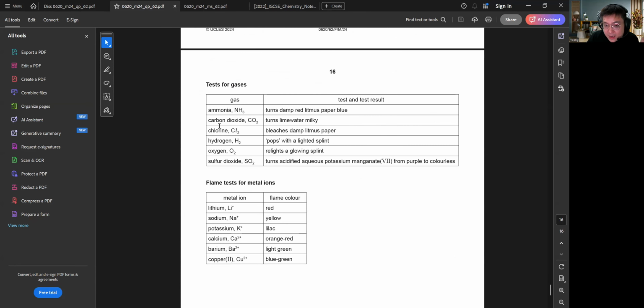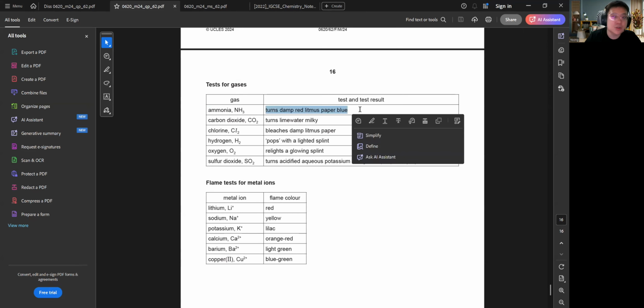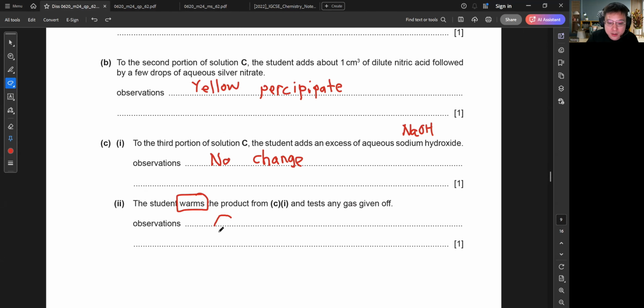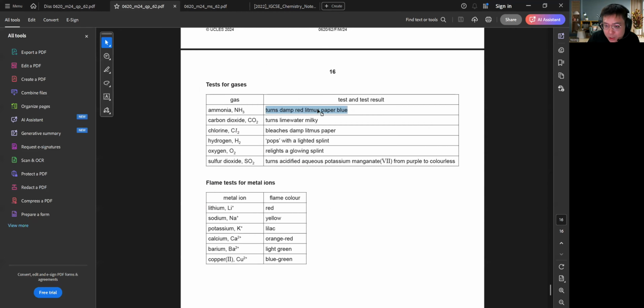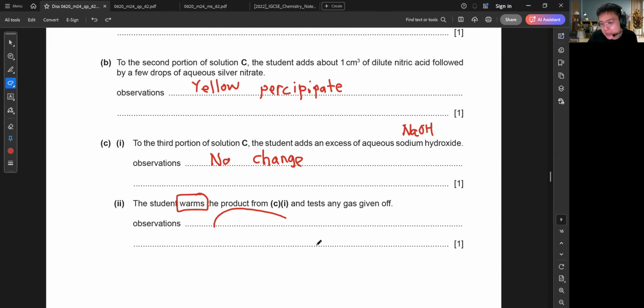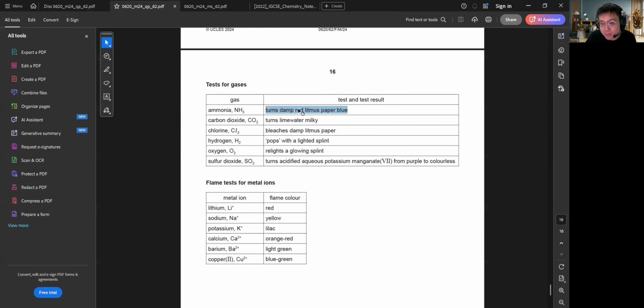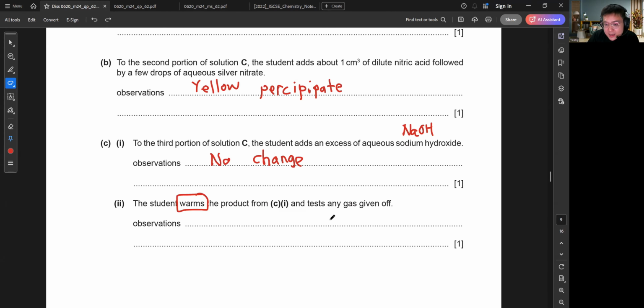So you see the ammonia. How do we test ammonia? You scroll down, it turns damp red litmus paper blue. So you just throw it inside here and that's the answer, and you can get the marks. All right, so I just come over here. Make sure you write this answer in. Pause the video if you need to, and then I will move on.